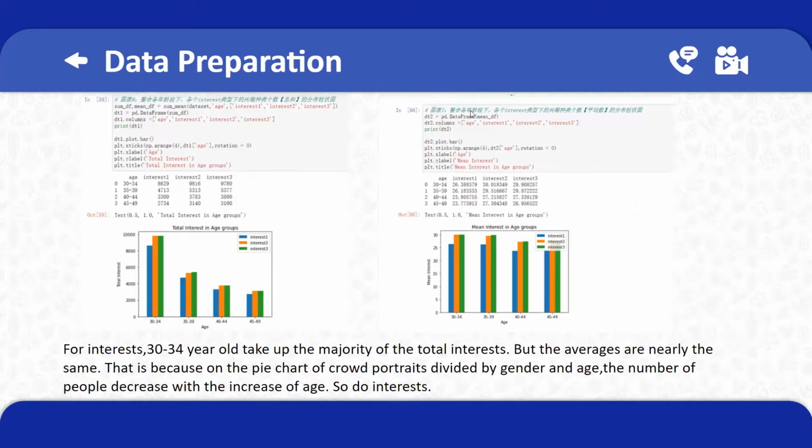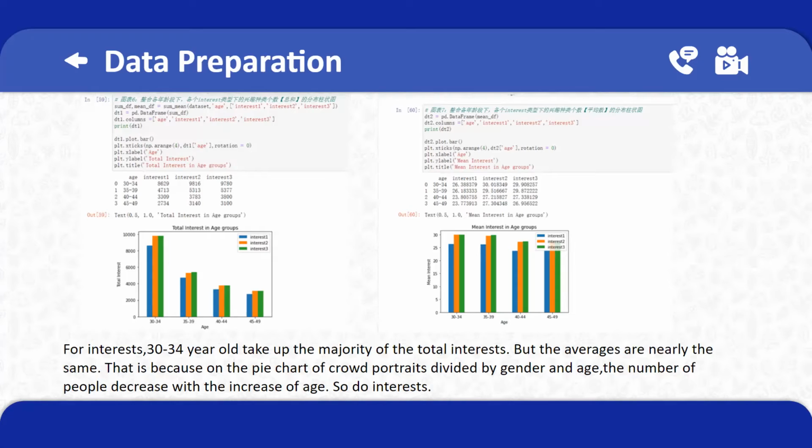The following figures display 3 interests: total conversion, total approved conversion, and spend, which change with age. For interests, 30 to 34-year-olds take up the majority of the total interests, but the averages are nearly the same. That is because on the pie chart of crowd portraits divided by gender and age, the number of people decreases with the increase of age.